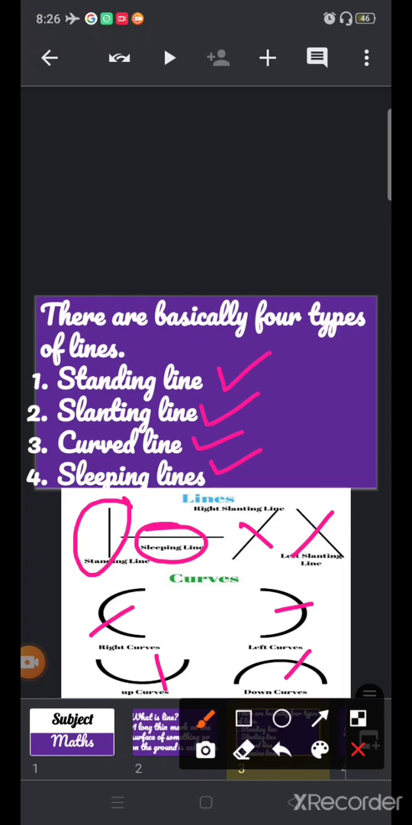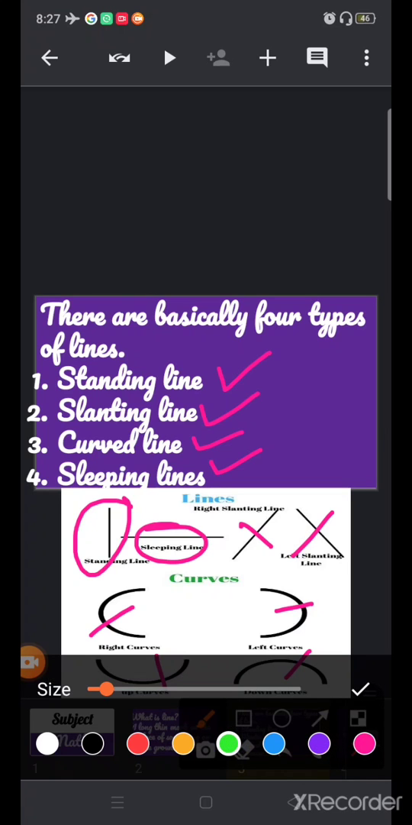Okay? These lines will be used in each and every subject, either it is Hindi or English or EVS. Even we will use these lines in drawing also. Without a line we cannot draw. If you want to draw a cup, which type of lines will you use? Like this. This is a curved line and this is also a curved line, isn't it?